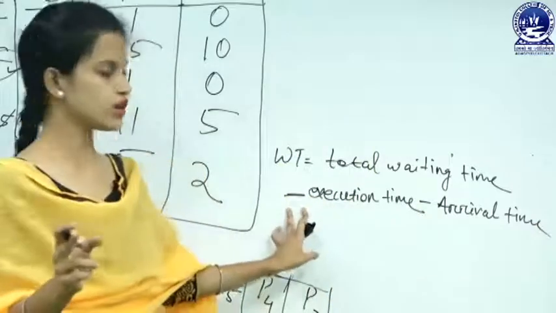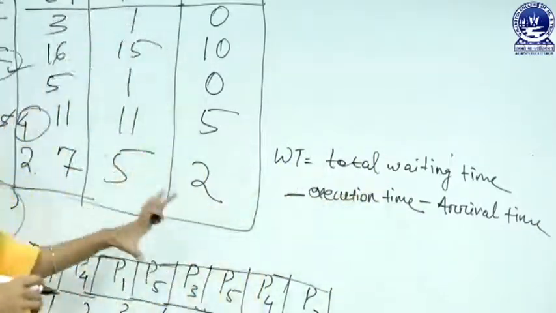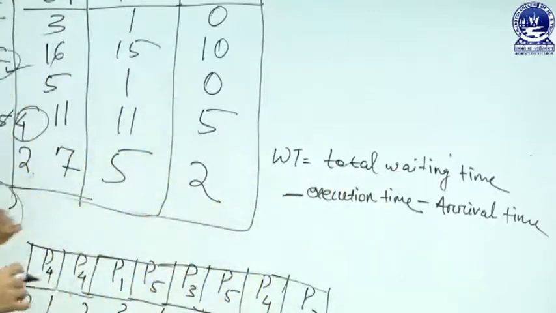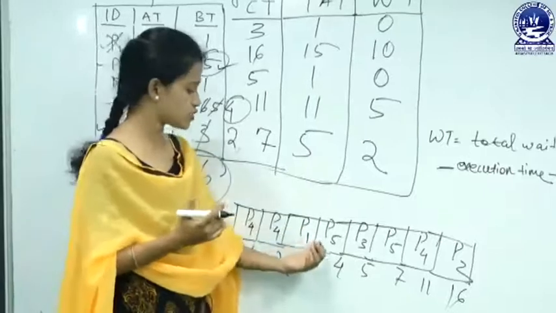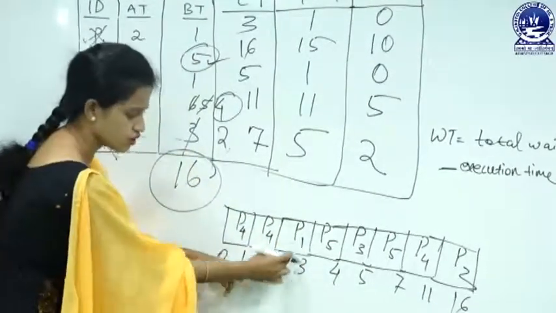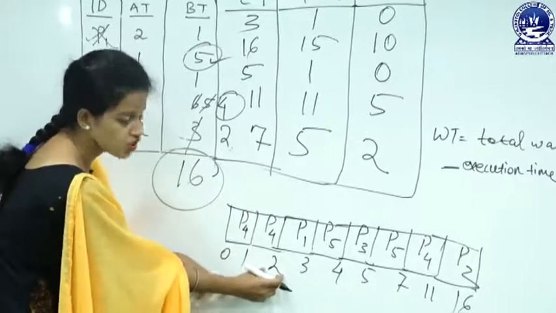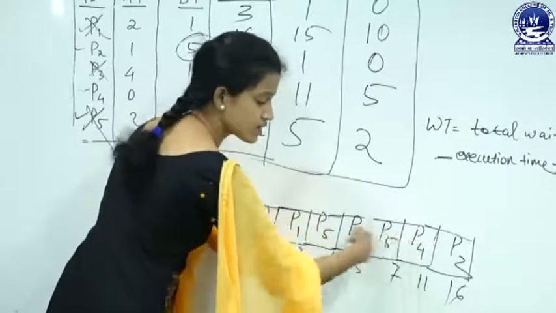You can calculate through this formula. Let us try. So for P1, what is the total waiting time? How many milliseconds does P1 wait to complete its execution? For 2 milliseconds. Look at the left side. Okay, 2 milliseconds. Is there any time where P1 is executing?